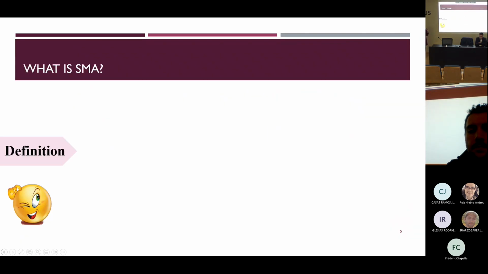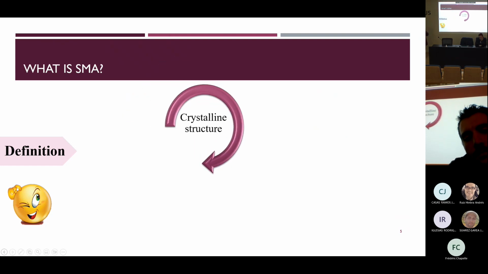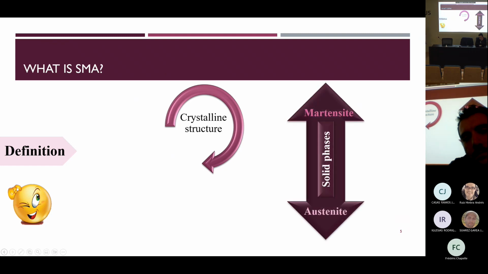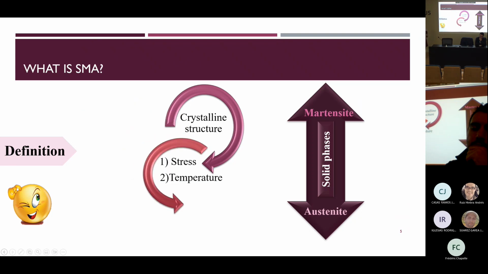Starting with its definition. What is shape memory alloy? First, it has a crystalline structure. Crystalline structure is a specific arrangement of the atoms or ions inside the molecule. The two main solid phases of this crystalline structure are austenite and martensite. Those two phases are affected by external stimuli, temperature and stress.